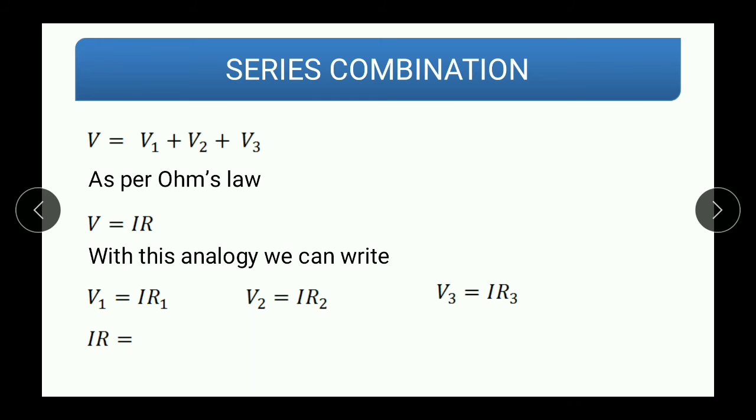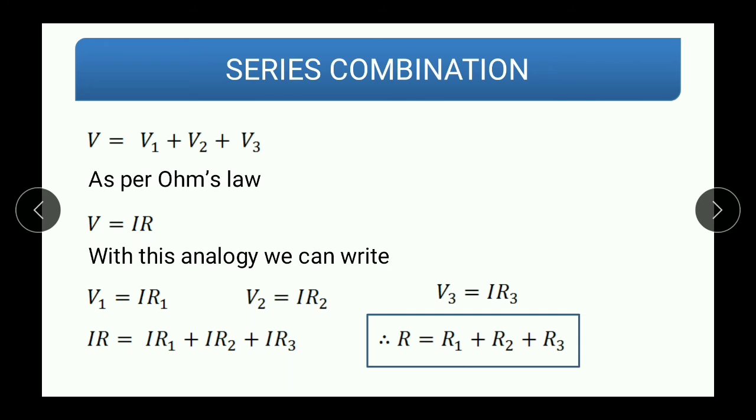Now, if I consider this equation and replace V1, V2, V3 and V in the relation V is equal to V1 plus V2 plus V3, I will get IR is equal to IR1 plus IR2 plus IR3. Now, if you see, I is common on both sides, left hand side as well as right hand side. So I can cancel I from all the sides so that I will get R is equal to R1 plus R2 plus R3. Students, this is the final relation for series combination.